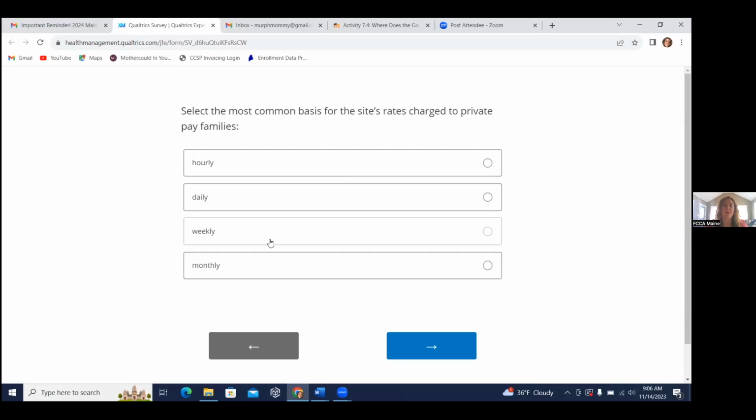So select the most common basis for this site's rate charge to private. So we'll do most due daily or weekly. I'm going to pick weekly. So the options, just for people who are listening and not watching, are hourly, daily, weekly, or monthly charges to families. So how do you charge them? So my rates are the same daily or weekly for me personally. I'm going to do weekly.